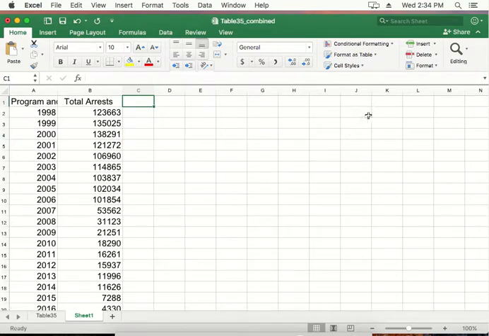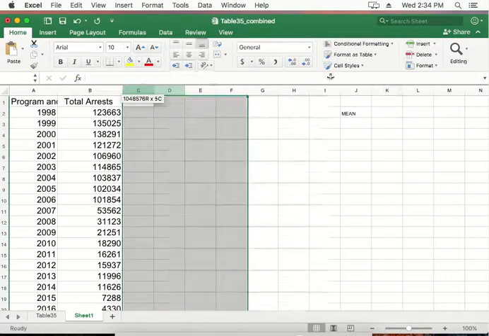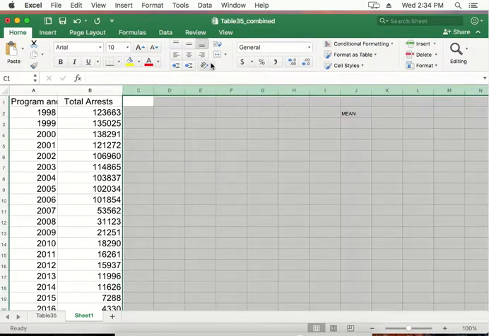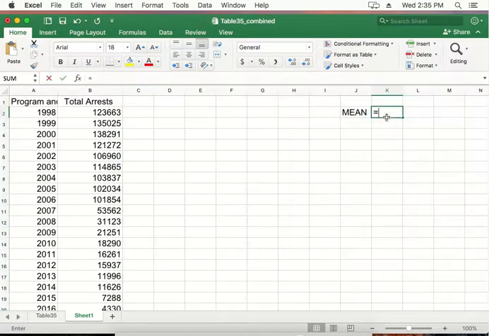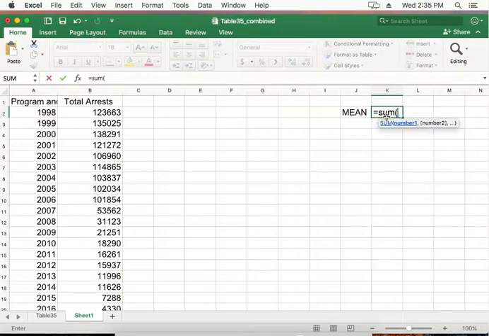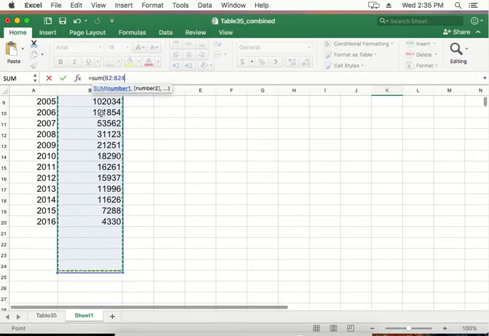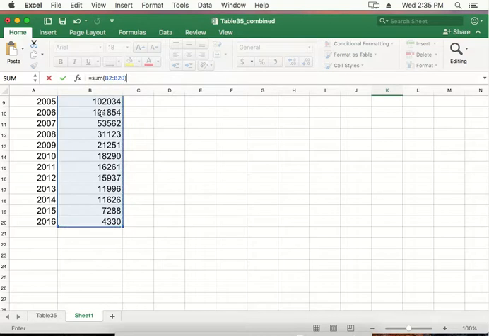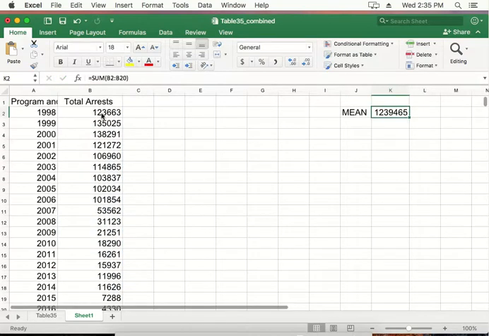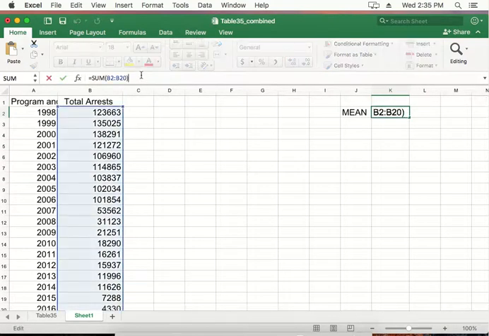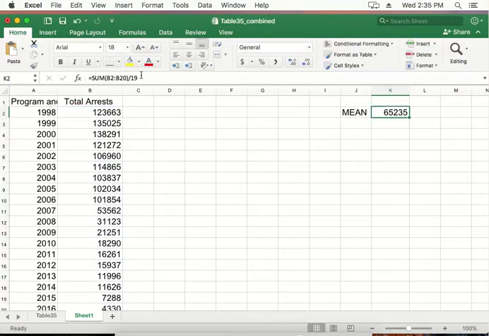So the first thing that I want to do is label my mean, and so gotta make this all the same size as well. I'm going to calculate my mean, which of course we know is very straightforward to do. I can just say equals sum, and then select the relevant data cells, right? And as long as I close this, and now I'm going to divide by the number of data points that I have, which is 19, and there's my mean.